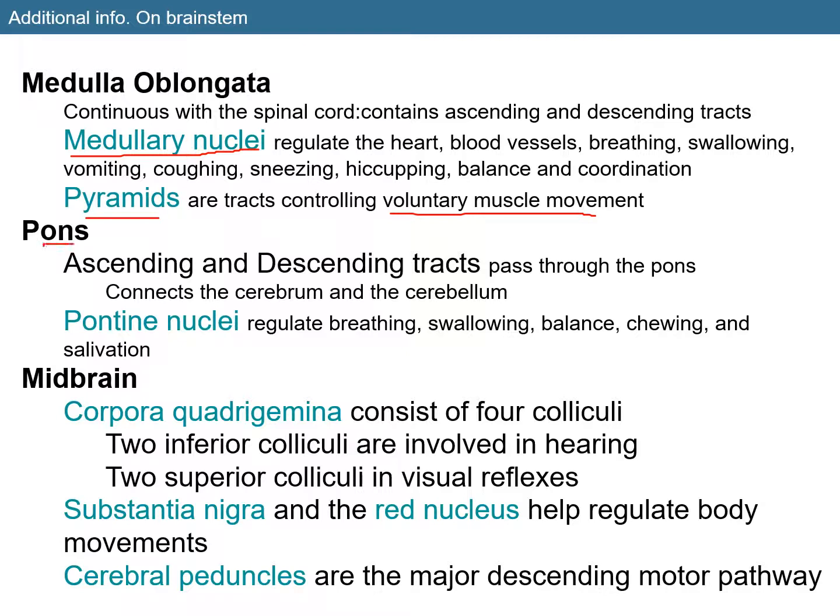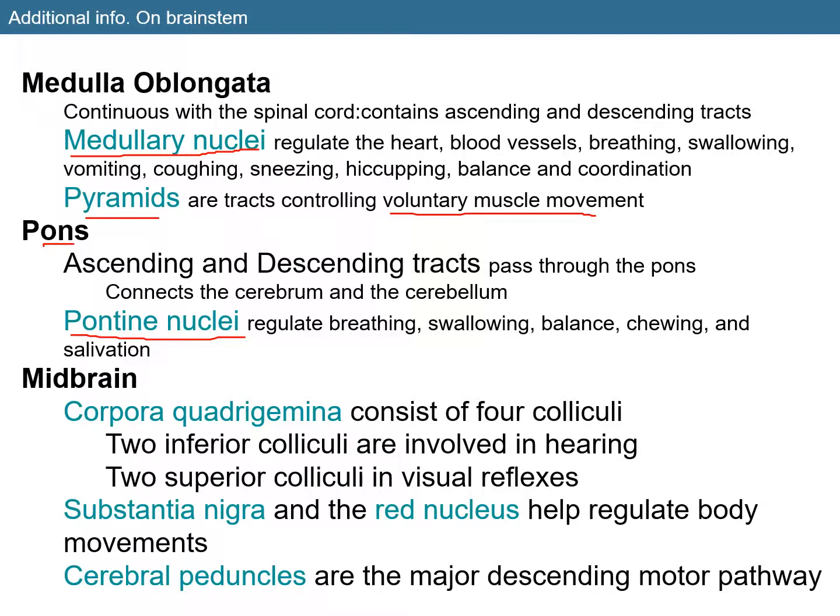The pons, as being more, in this case, more superior, also has ascending and descending tracts. They continue through the pons, and they have a region called the pontine nuclei. Now, these are called nuclei because they're not distinct structures, right? They are a series of neurons in a region that play a similar role. These regulate breathing, swallowing, balance, chewing, and salivation, which you see also above.